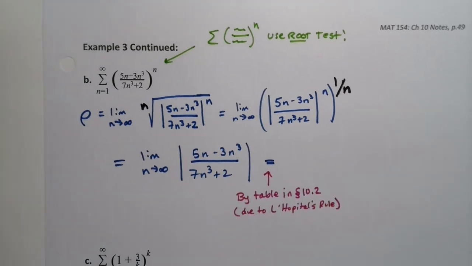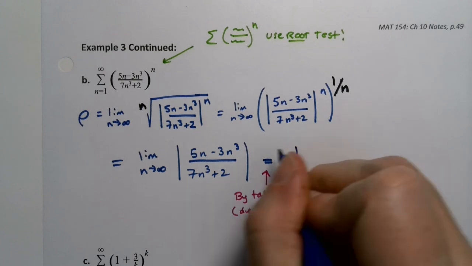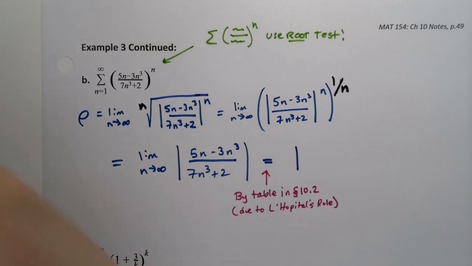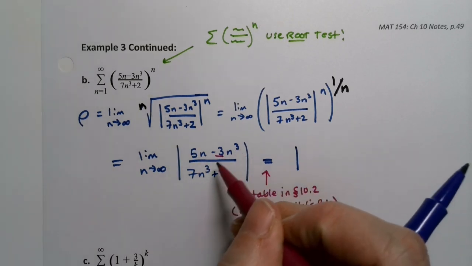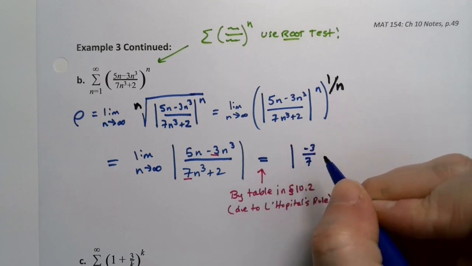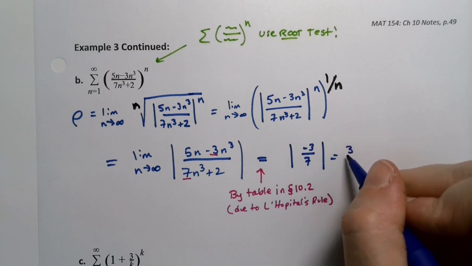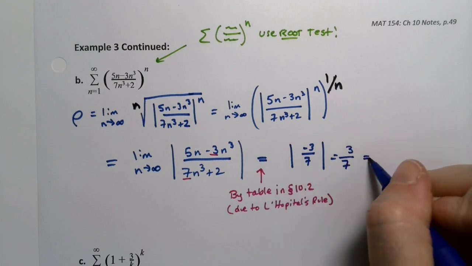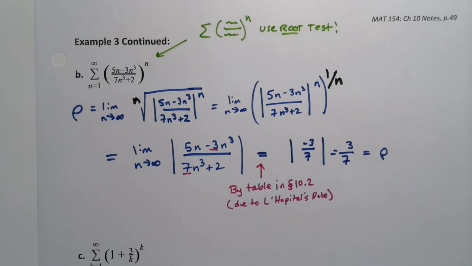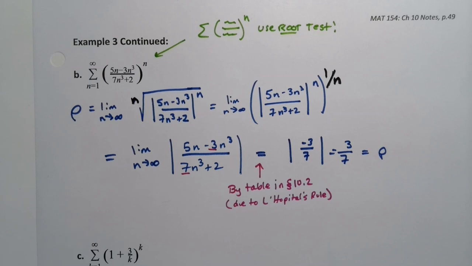It's L'Hopital's rule that's making it happen, but we're not going to sit here and do L'Hopital's rule 4 times. So it would be the absolute value of the ratio of the leading coefficients. And the leading coefficients are -3, because that's what the n cubed has, and 7. So that'd be -3 divided by 7, which is 3/7. That's my rho value. Now notice that rho is less than 1. Therefore, I know that this must converge.